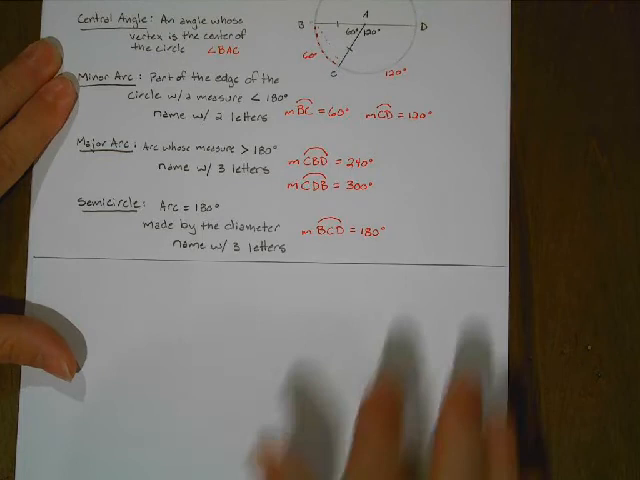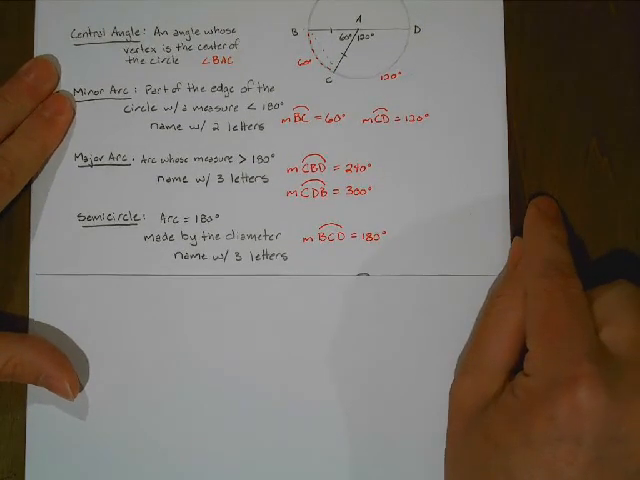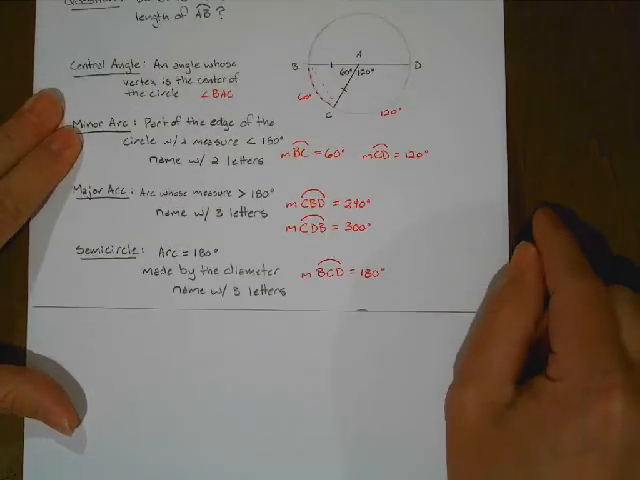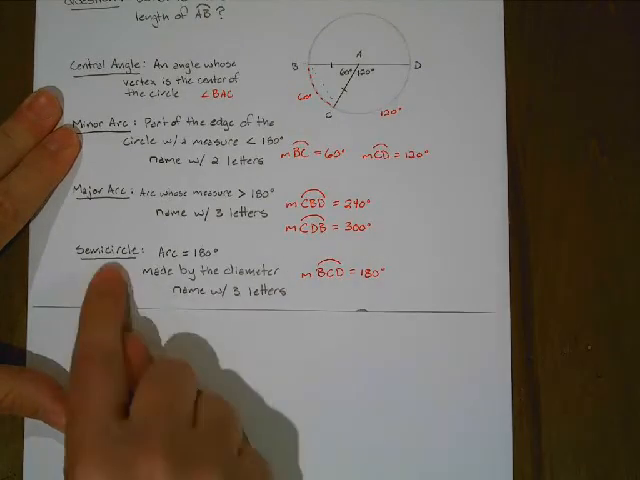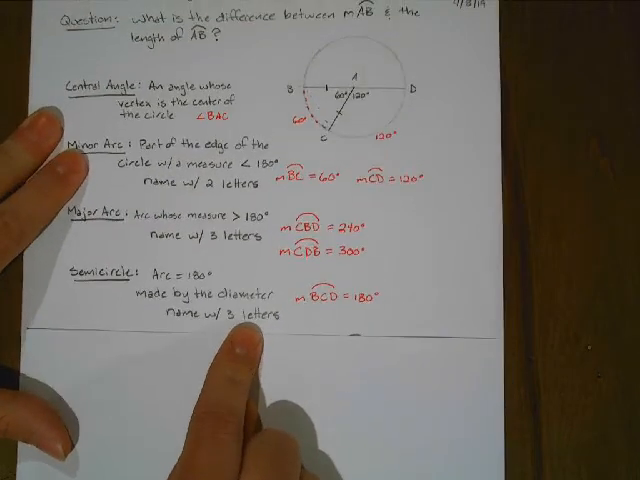A semicircle is an arc where it's 180 degrees. So the semicircles are made by a diameter. When we do a semicircle, we have to name it with three letters, kind of like a major arc. So we did have a semicircle up there.